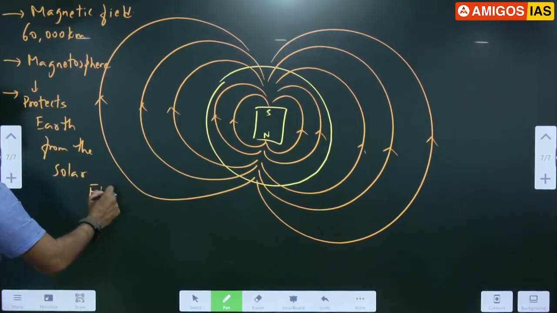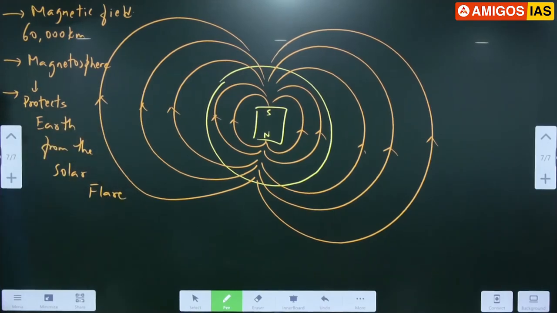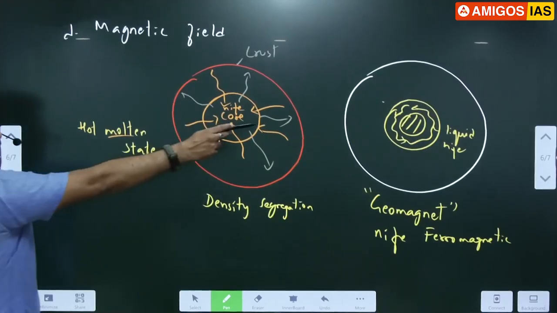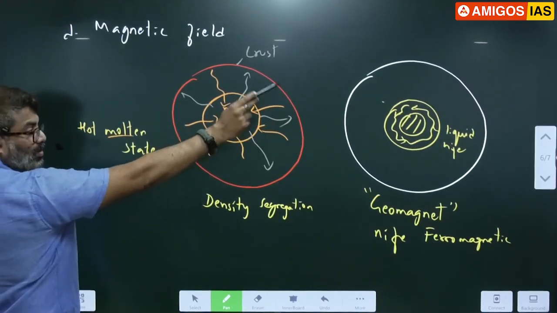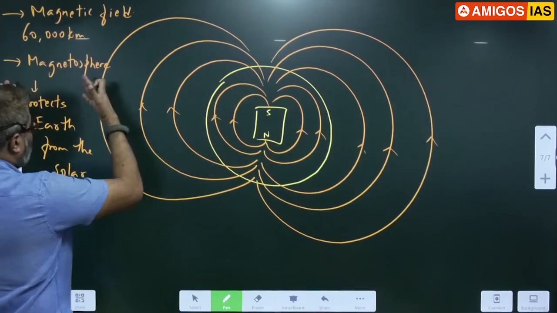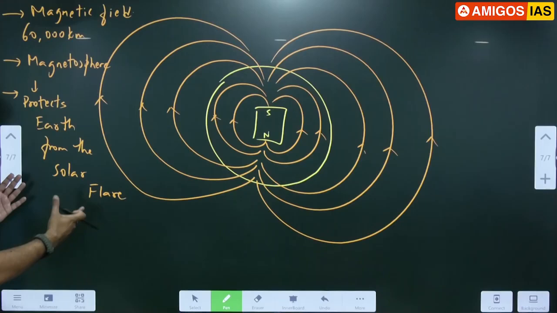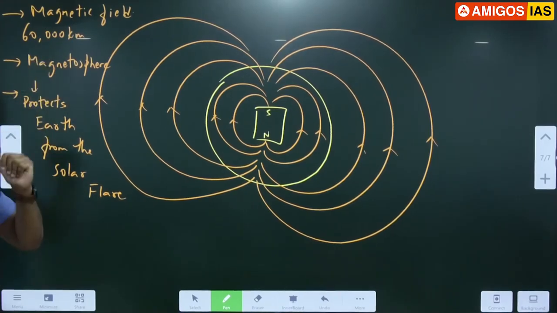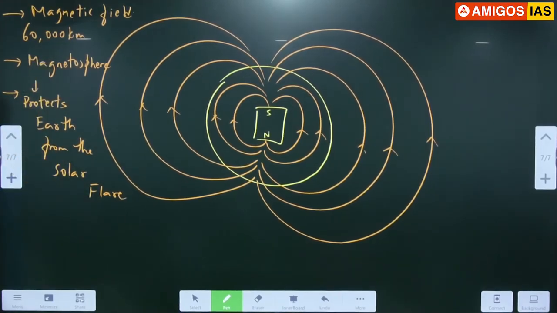The first class is very important because already I have explained this. In the exam you can't skip this topic. You have to write a small paragraph on this. You have to show that the earth's inner core is a magnet. Because of this magnet we have a magnetic field and it looks like this. It protects us from the solar flares. It goes up to 60,000 kilometers in space, and all this you should write in the exam.